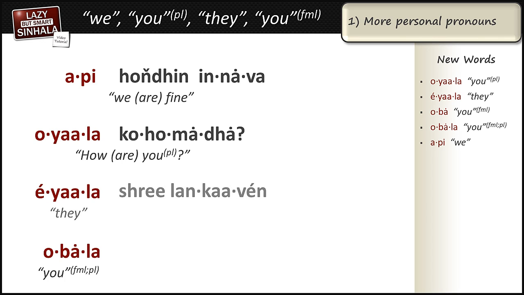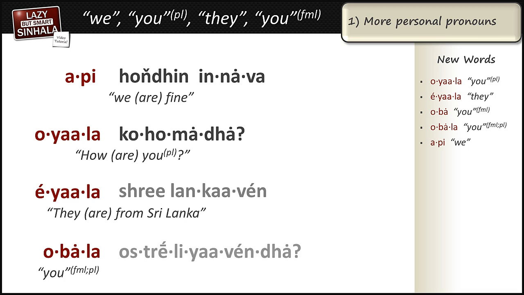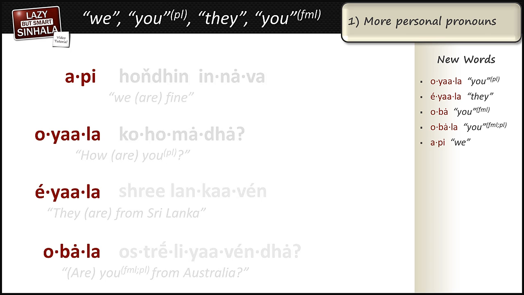Similarly, Eala Sri Lankaven means they are from Sri Lanka, and Obala Australiavinda means are you from Australia, which is something you could ask a group of unfamiliar people.